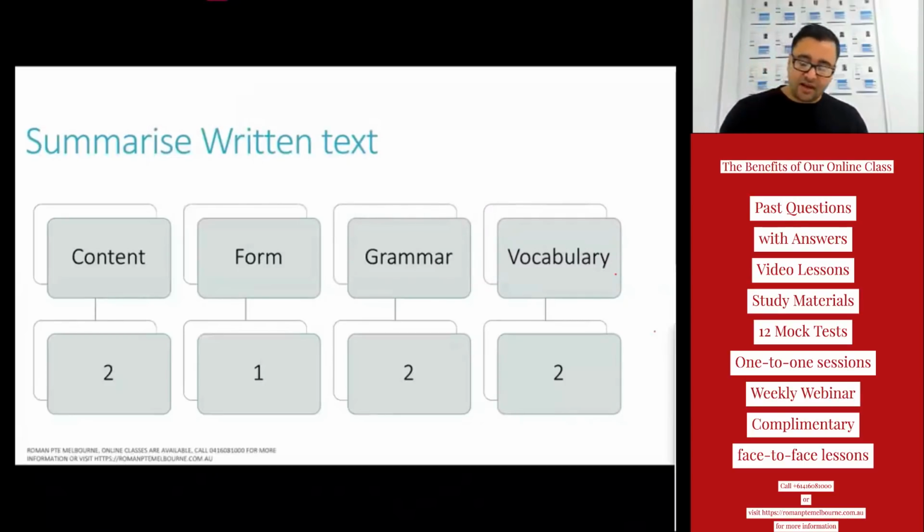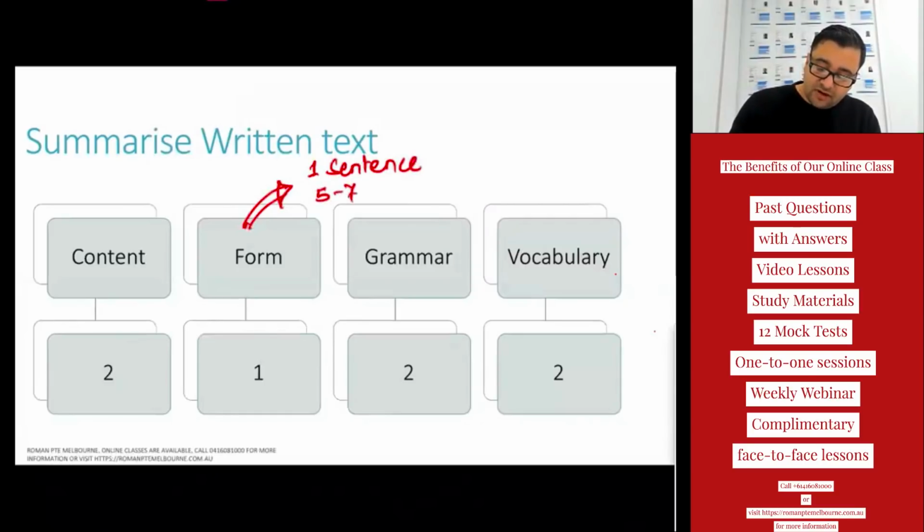The next criteria is form, and for form you get 1 point, and there are 2 sub criteria here. The first one is it has to be 1 sentence long only, and the second is it has to be between 5 to 75 words. That means if even by mistake there is more than 1 full stop, you will lose points. And the interesting thing here is if you lose points for content or form, let's say you get 0 in content or 0 in form, after that you get 0 overall.